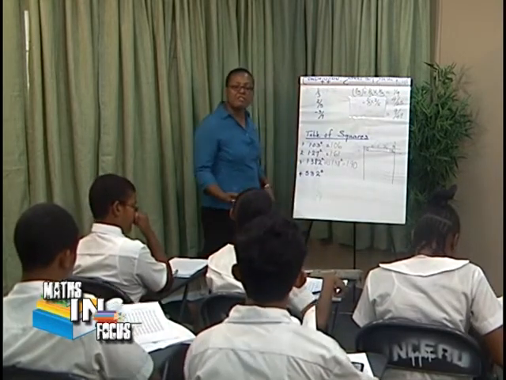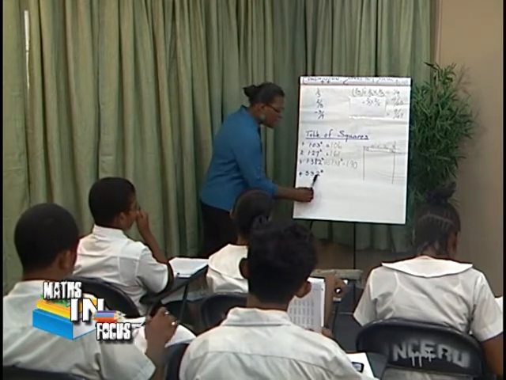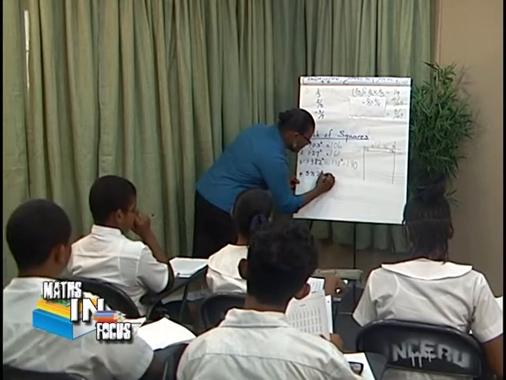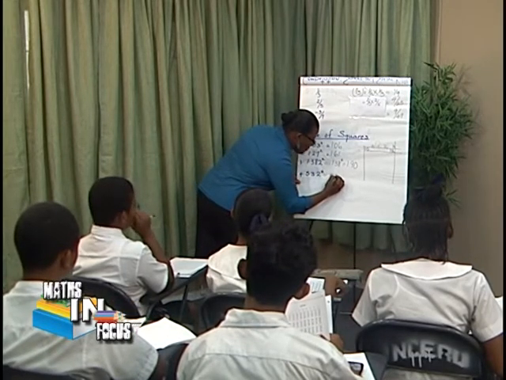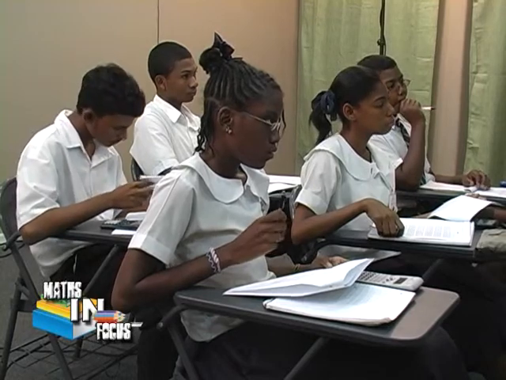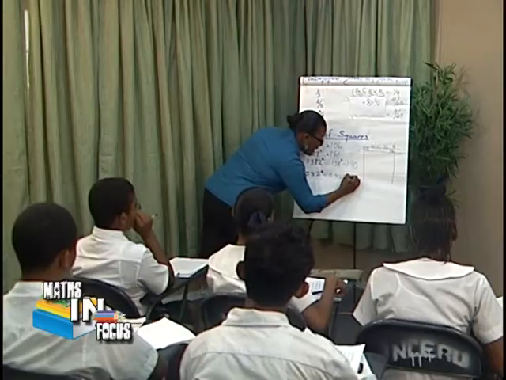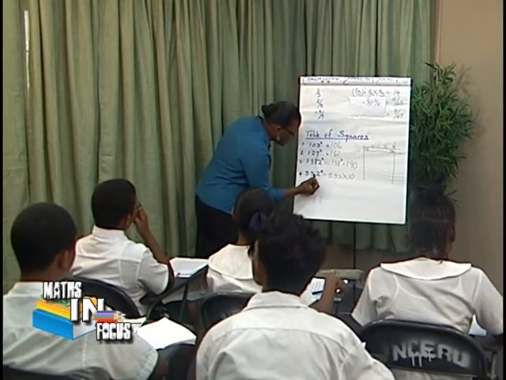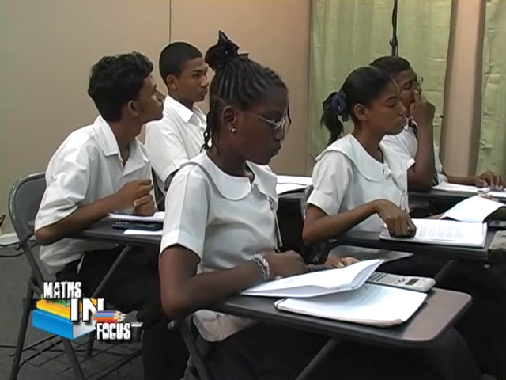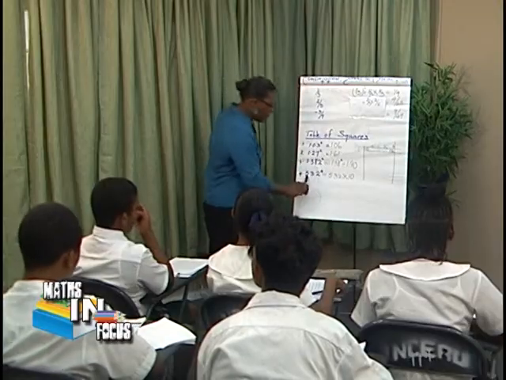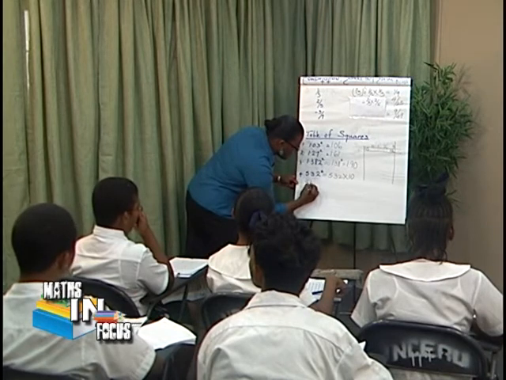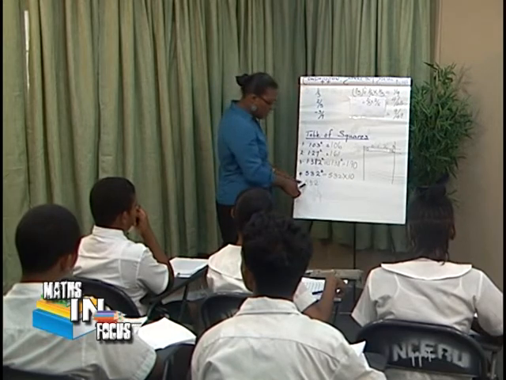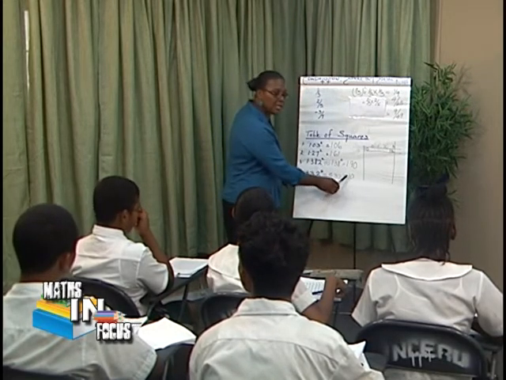Now let us make use of our previous knowledge. We know that we can rewrite 53.2 in standard form as 5.32, and we multiply by 10 because we have moved the decimal point 1 place from here to here. Okay? So we took 53.2 and we rewrote it in standard form, and this is what it is.